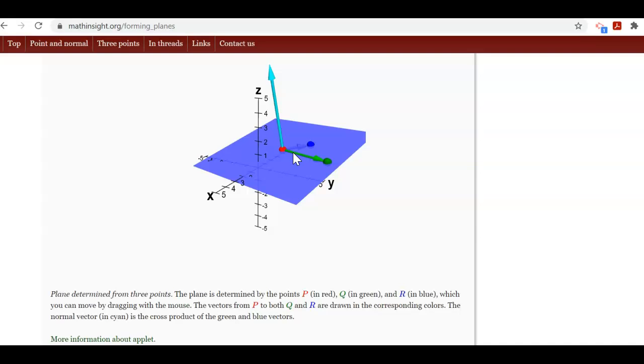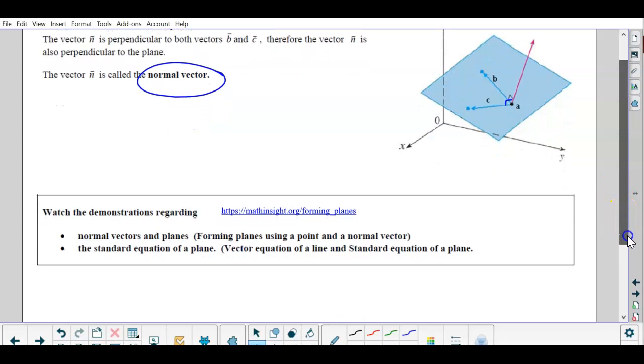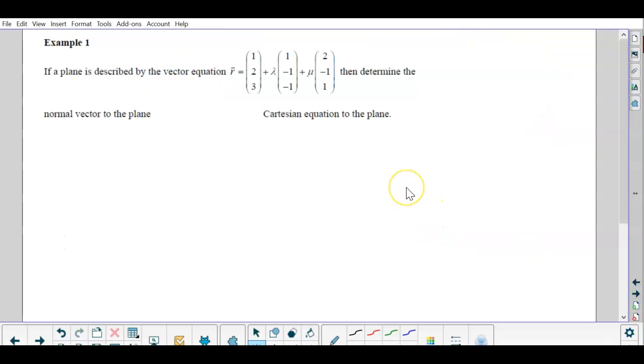So to start out today, that's going to help us with coming up with the equation of a plane. Then we're going to learn something better to help us come up with a Cartesian equation of a plane later in the week. But for right now, take a look at the example. Okay, so that's a vector equation of a plane. So it's got its position vector and 2 direction vectors. And it says determine the normal vector of the plane.